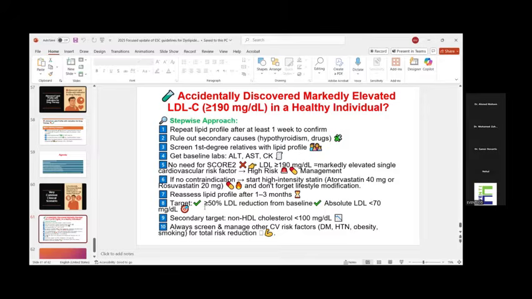After achieving the primary target, we should look for the secondary target. Non-HDL target is less than 100, and always screen and manage the other cardiovascular risk factors: diabetes, hypertension, obesity, and smoking for total cardiovascular risk reduction.